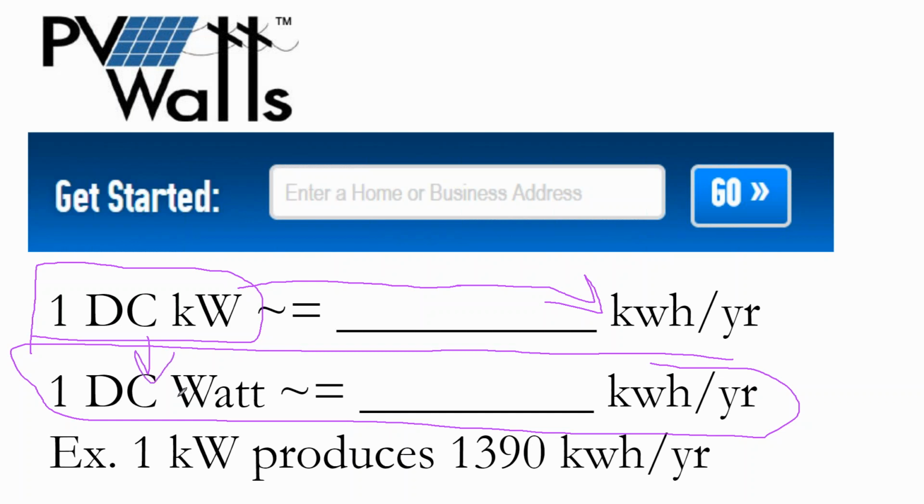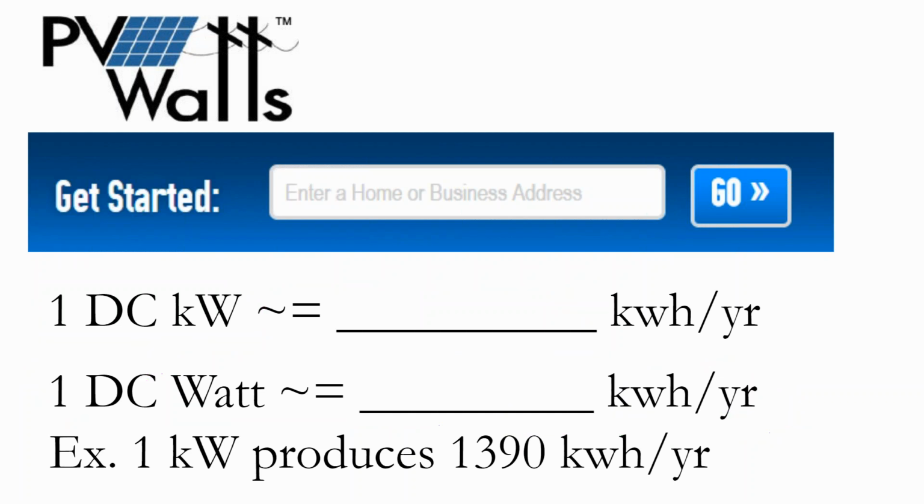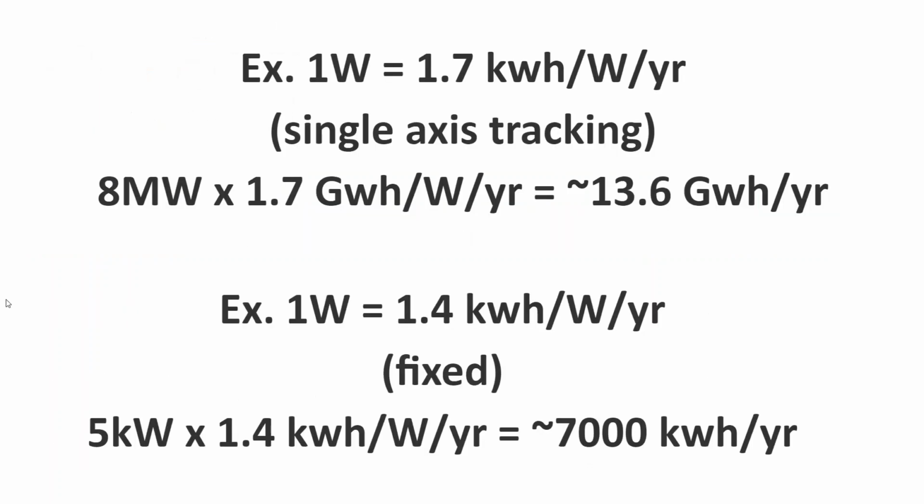For 1 watt of solar, how much energy per year will it produce? The reason that number is so important is because even if you customize this number to your area, if you know it, you can do off-the-cuff energy estimates. We're going to do an example in a minute. PV Watts does single axis tracking. So 1 watt of solar on a single axis tracker produces about 1.7 kilowatt hours per watt per year. 1 watt of rooftop solar produces about 1.4 kilowatt hours per year.